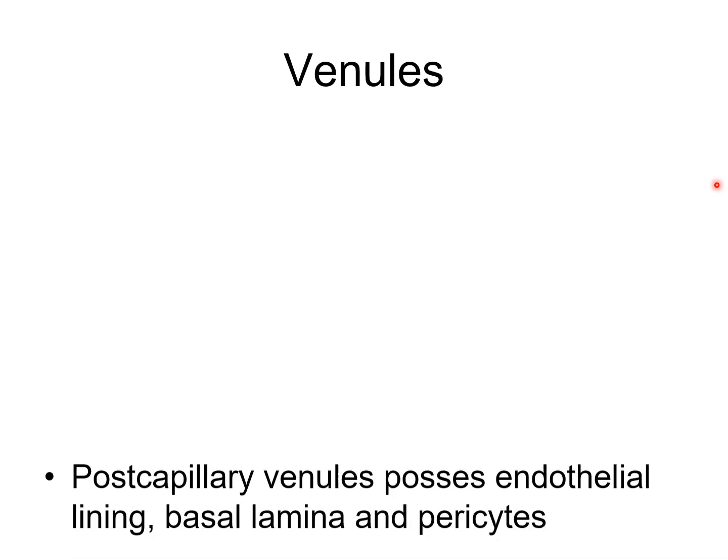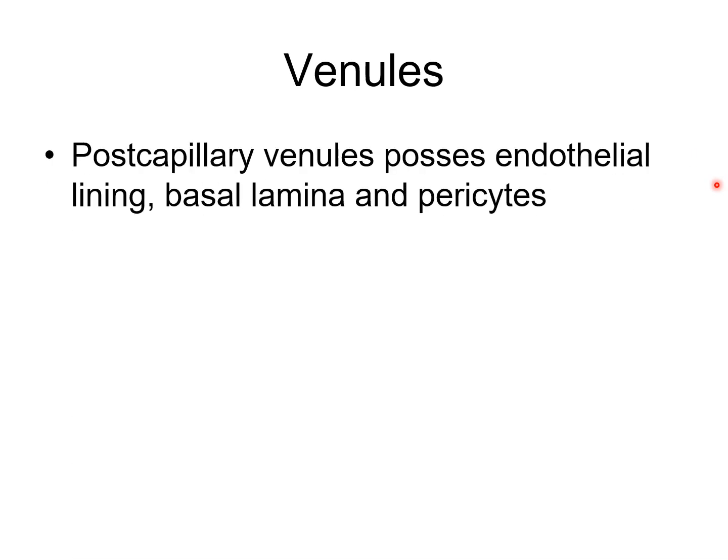After the capillaries come the venules. The post-capillary venules possess endothelial lining, basal lamina, and special types of cells called pericytes, which are also present in the capillaries. You already know the capillaries are lined by endothelial cells, and endothelial cells lie on the basement membrane. The basement membrane splits to enclose another type of cell called the pericytes. The pericytes are special types of cells which contain contractile elements like muscle fibers, actin and myosins.